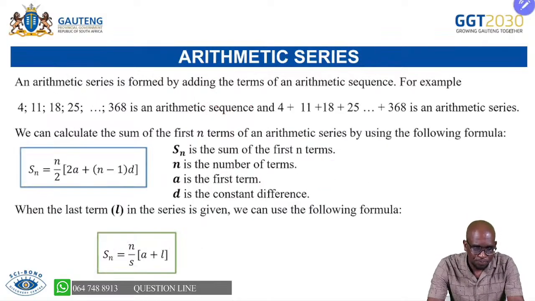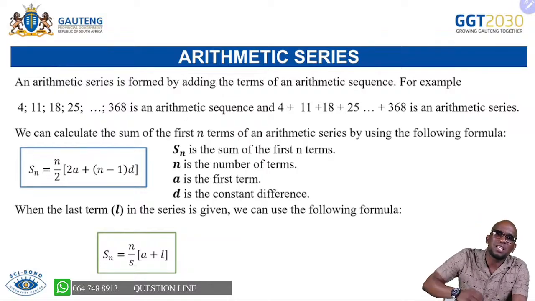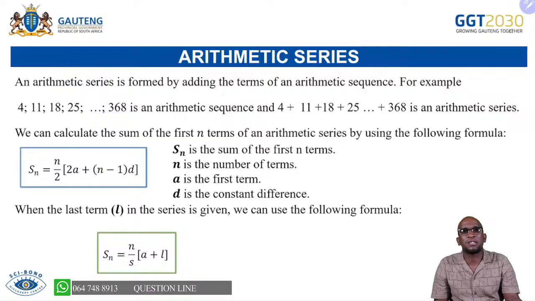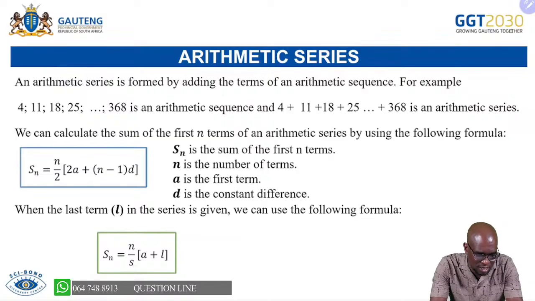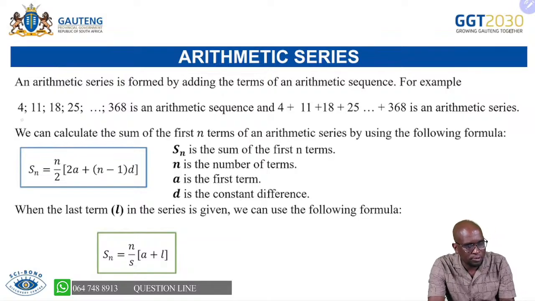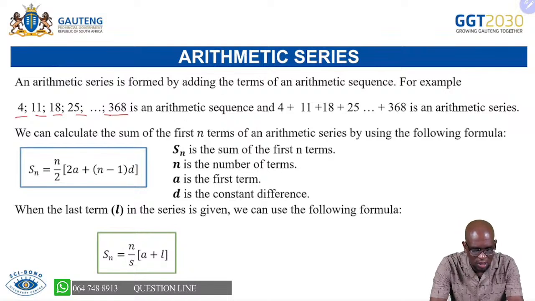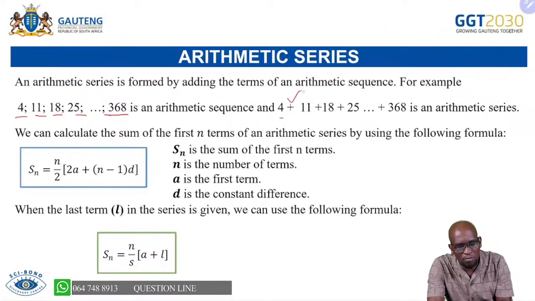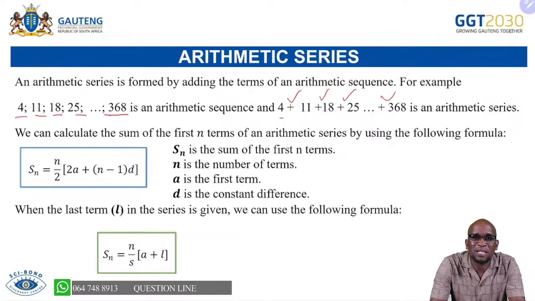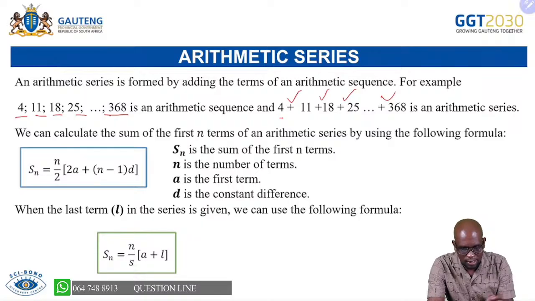Right. Now, let's talk specifics, to say we are zooming into the type of series that we want to study, and in this case, we want to study an arithmetic series. An arithmetic series is formed by adding terms of an arithmetic sequence. For example, if you have 4, 11, 18, 25 until 368, then the series is formed by adding those terms that form part and parcel of the sequence.